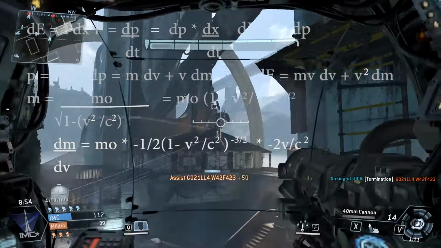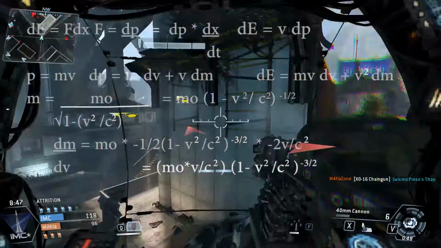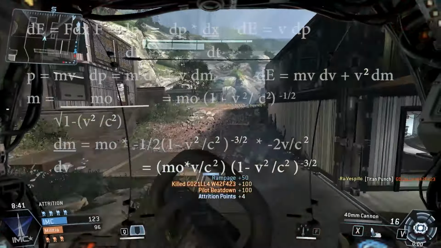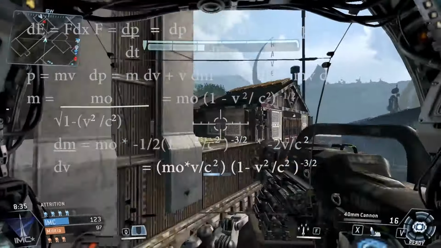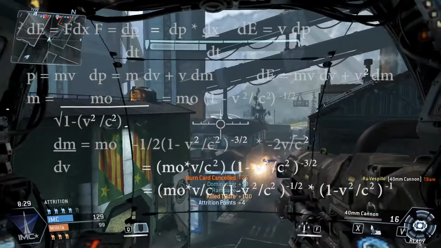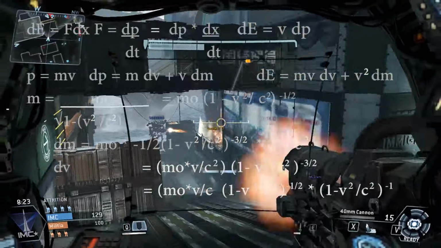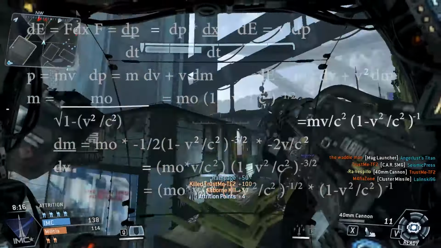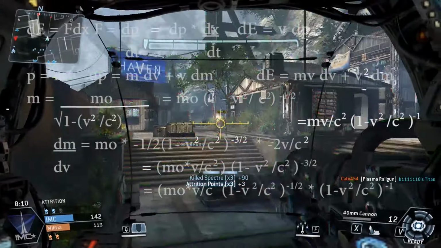Now these two minuses cancel out to be positive, which allows us to simplify the formula down to rest mass times v over c squared, with 1 minus v squared over c squared to the negative 3/2. Expanding our term out from our rest mass times v over c squared, we can write this as 1 minus v squared over c squared to the 1/2 times 1 minus v squared over c squared to the negative 1. Now we can condense our terms and represent our rest mass using our formula above as mv over c squared times 1 minus v squared over c squared to the negative 1.